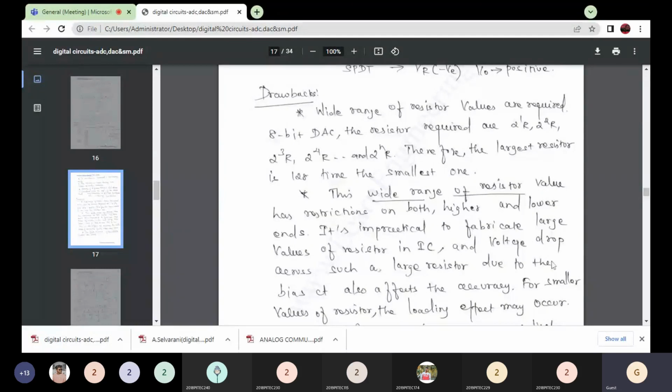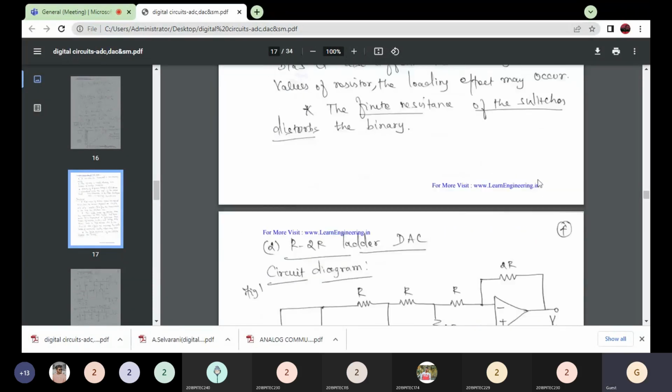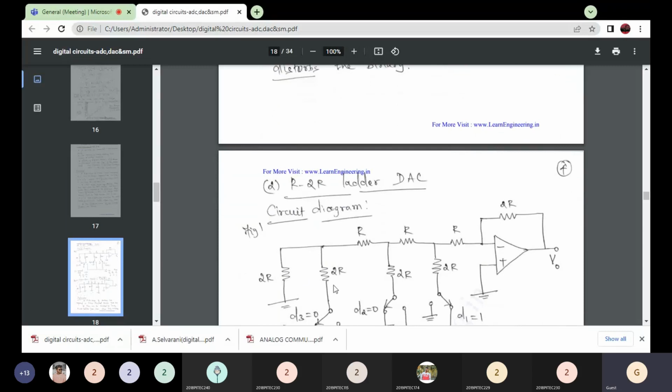Also, large resistances, due to bias current, cause a high voltage drop, which affects the accuracy. Small resistances cause loading effect. So this is the main drawback of the binary weighted resistor type D2A converter. To avoid that, we go for the R-2R ladder. Here we use fixed resistances, only R and 2R.